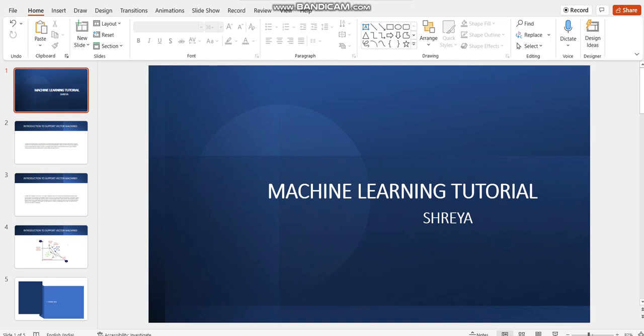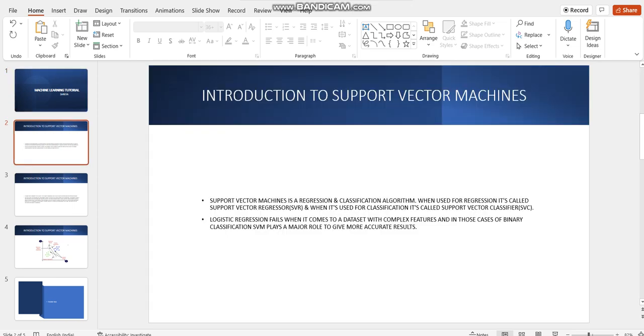Till now we have covered logistic regression, linear regression, k nearest neighbor, k means clustering, random forest, and decision tree. Now in this video, we are moving forward with an introduction to support vector machines, which is another machine learning algorithm that falls under the supervised learning category. We will see what actually a support vector machine is.